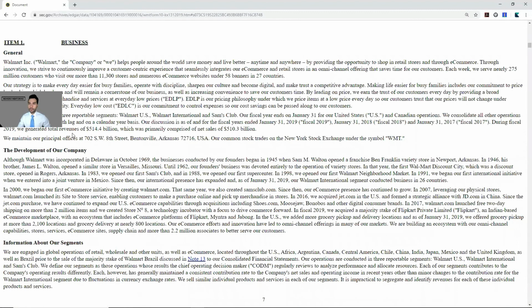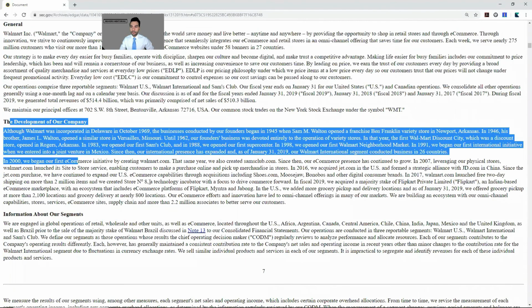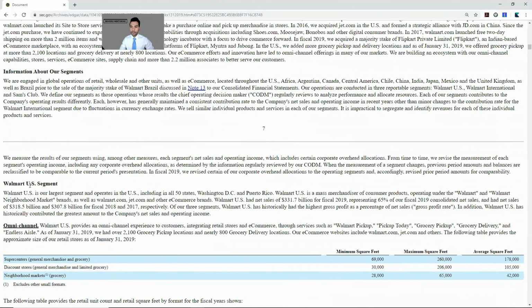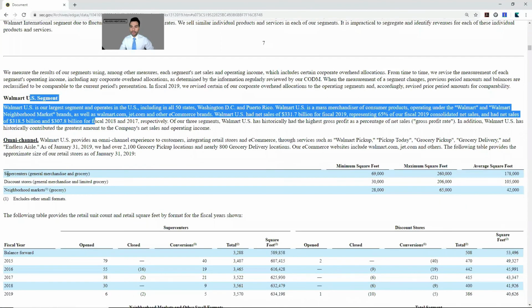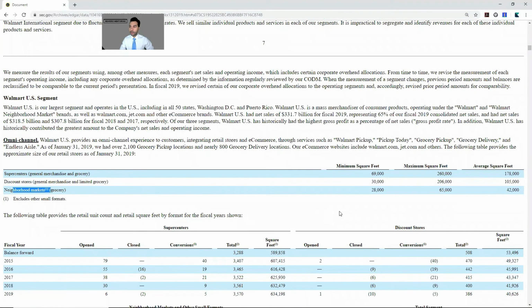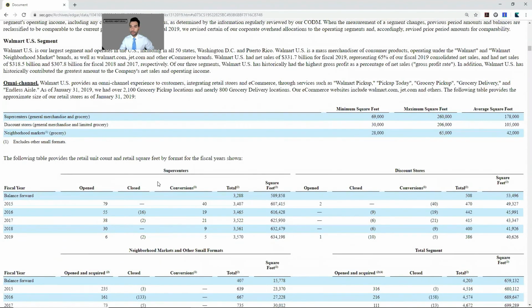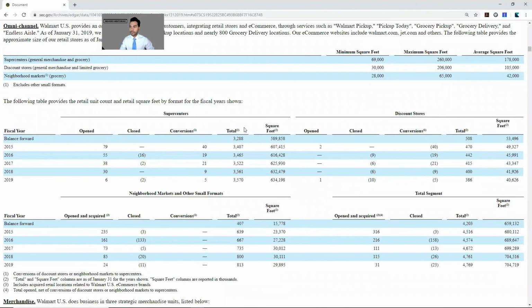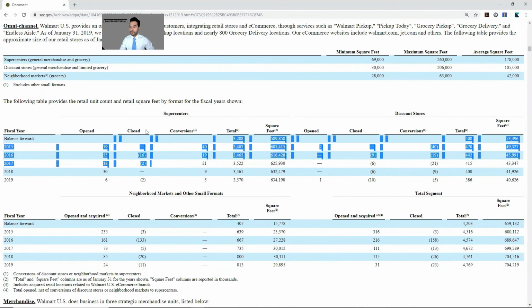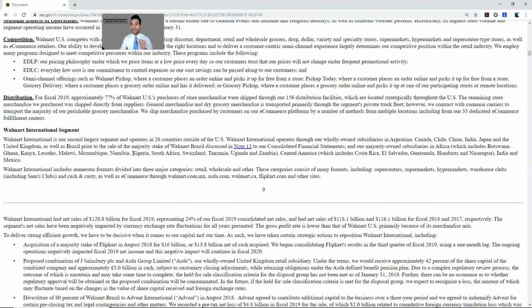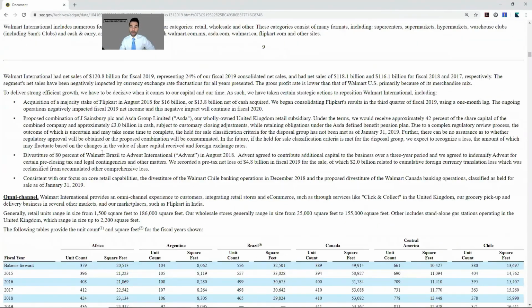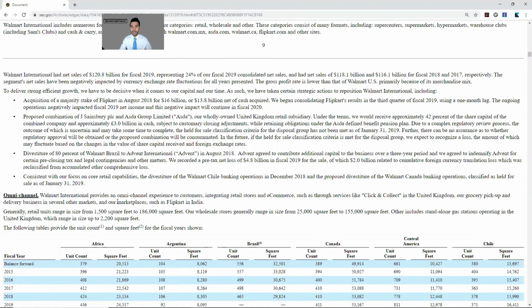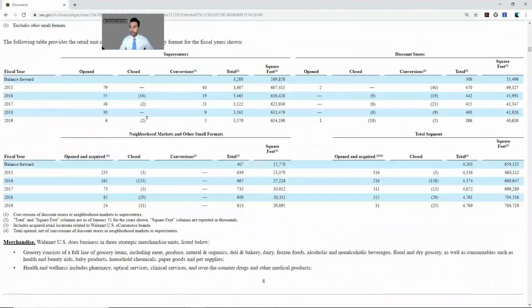Let me move my frame. Business information, you can read all of this: development of our company, the different segments, what they mean, supercenters, discount stores, neighborhood markets, the average square feet of each one of their concepts, and how many they have. So this gives you very detailed information about the company. This is what I use to obtain all the information.